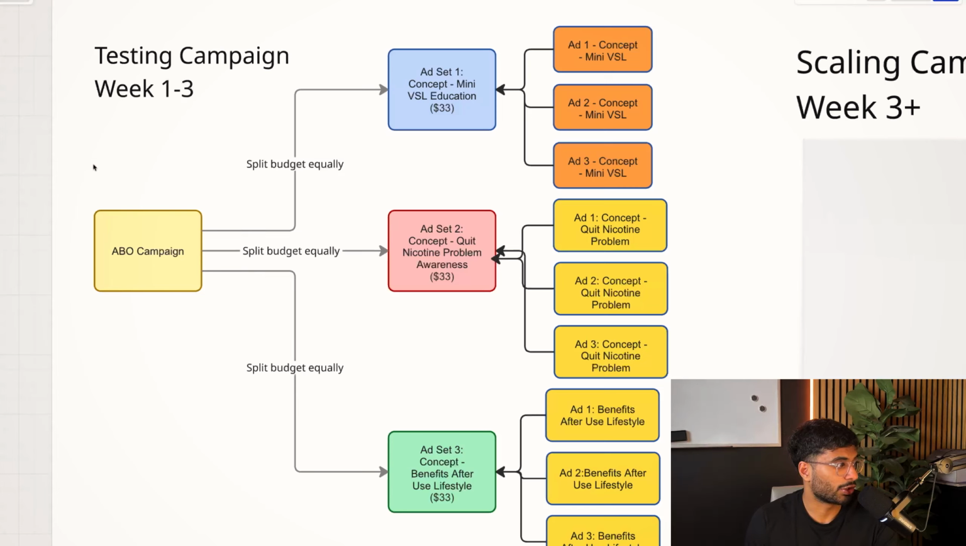So we like to start off with an ABO campaign, and then we like to have 3 ad sets within 1 ABO campaign. So within these 3 ad sets, each of these 3 ad sets are going to have 3 different creative formats that we want to test.